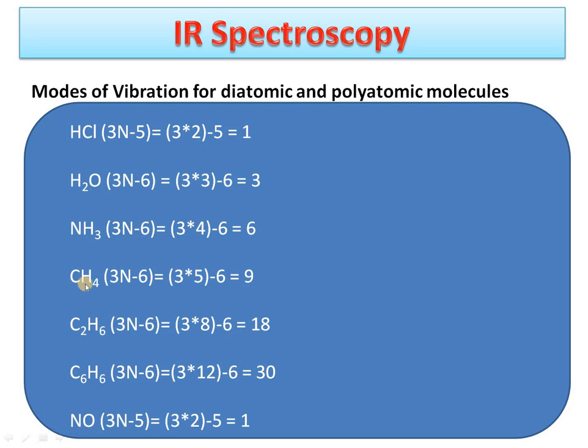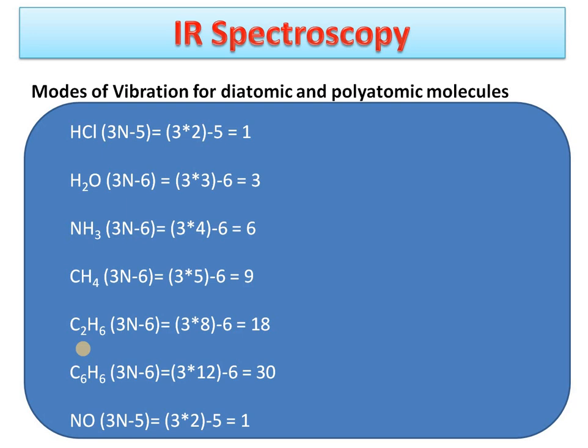Then methane, 5 atoms in a molecule, so here it is non-linear in nature, so 3n minus 6, 3 into 5 minus 6, that is equal to 9. Ethane, 3n minus 6, as it is non-linear, here the number of atoms is equal to 8, so 3 into 8 minus 6, 18 modes of vibration. Then benzene, C6H6, 12 atoms in a molecule, so 3 into 12 minus 6 is equal to 30.